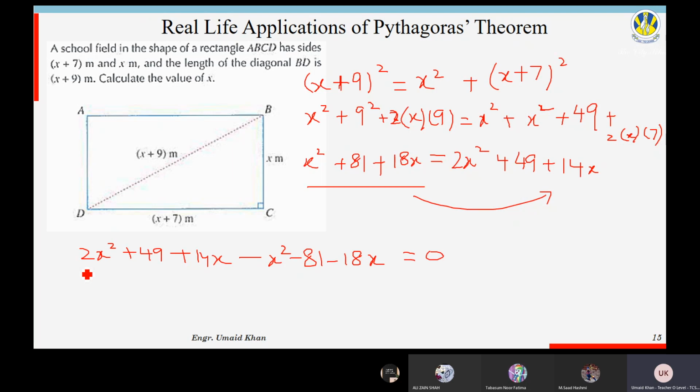So subtract the like terms now. 2x square minus x square is x square. 14x minus 18x is minus 4x. And what is 49 minus 81? It should be minus 32, right?